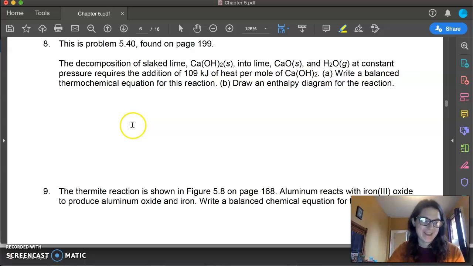This time, anyhow, our products are going to be at the top. They're going to have a higher energy level than our reactants. Okay, so we're going to have products up here, reactants down here. So then our reaction from reactants to products is going to have positive 109 kilojoules. Going from products to reactants, it would be negative 109 kilojoules per mole of reaction.